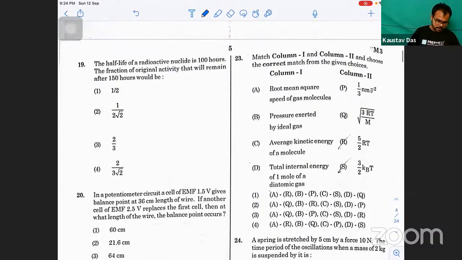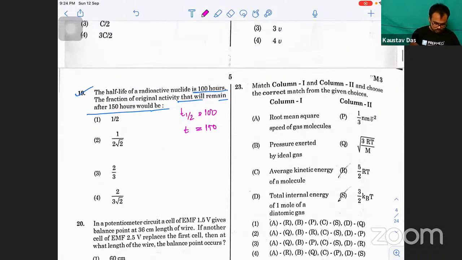Now come to question number 19. The half-life of the radioactive nuclide is 100 hours. The fraction of the original activity that will remain after 150 hours would be how much? Here the half-life T half is given as 100, and the time after which you have to find the fraction is given as 150.